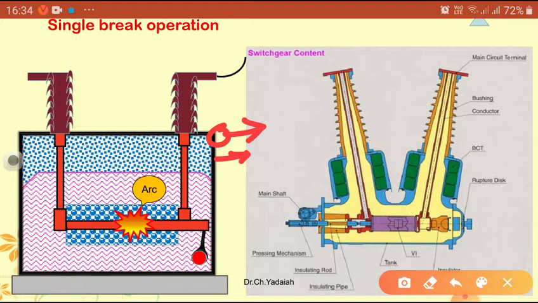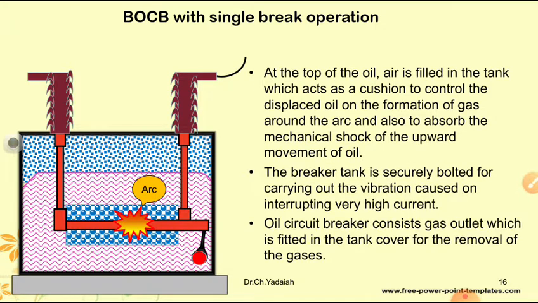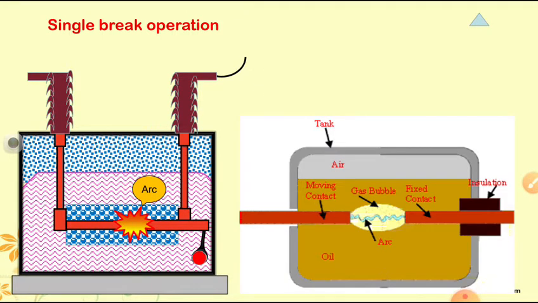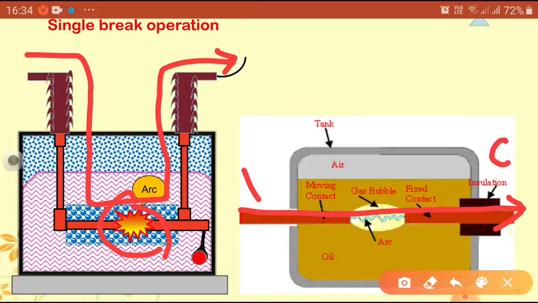Now let us see some operation inside. Now you can see it. What is happening? During normal operating conditions, the contacts of the oil circuit breaker are closed and carry the normal current to the load. You can see here, whatever current is entering keeps going. No break takes place here. Whatever current is coming goes this way. This is the input and this is the output.